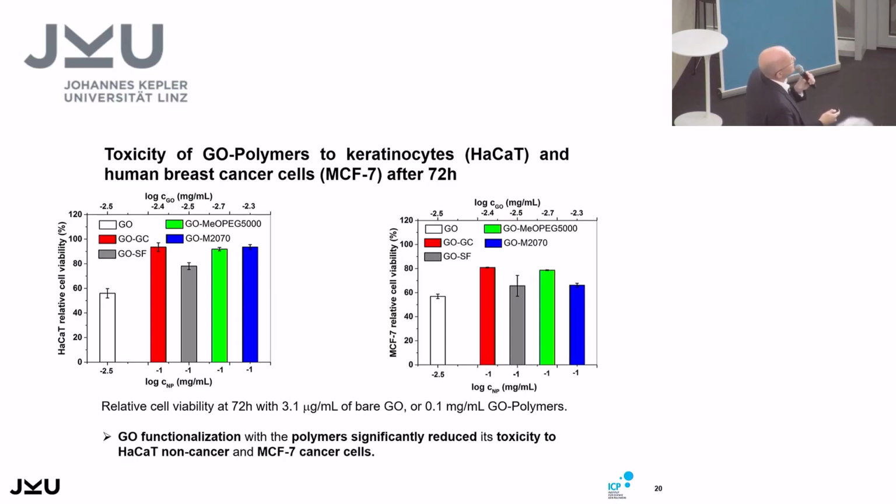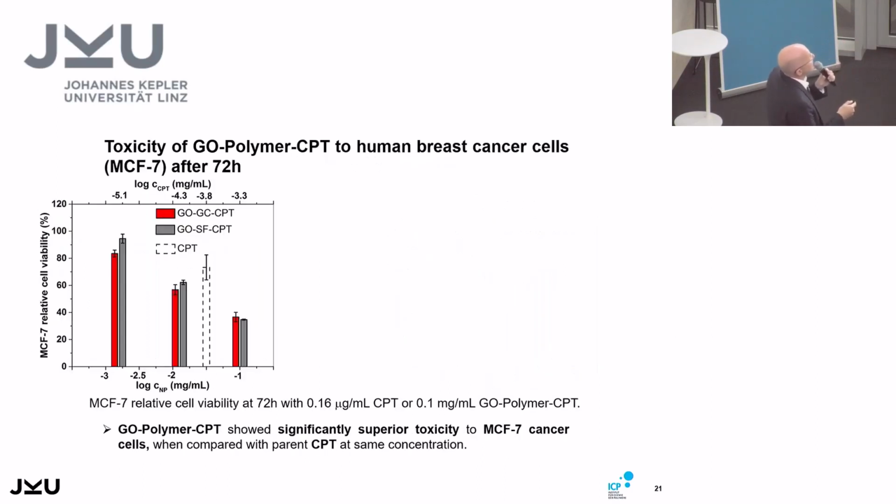And we had a look not only at keratinocytes, but also at human breast cancer cells. That was shown here. The polymers helped these cells to survive with graphene oxide. You might ask, why surviving? This is only showing that with the polymers, the graphene oxide is less toxic. The cells survive. Now, of course, adding these anti-cancer drugs, CPT, for example.